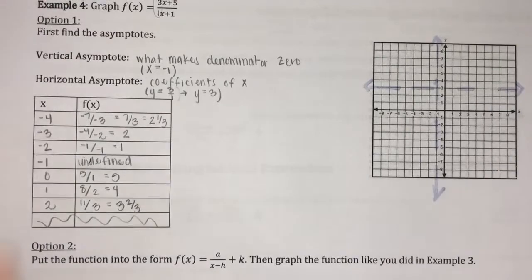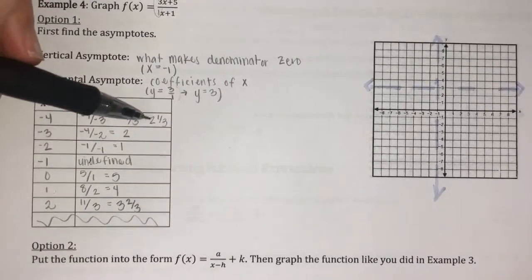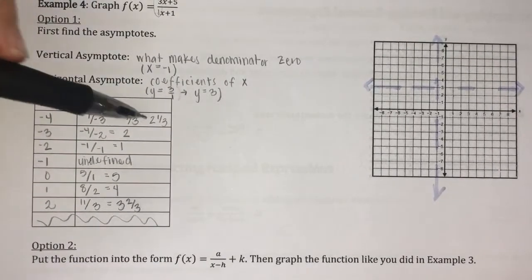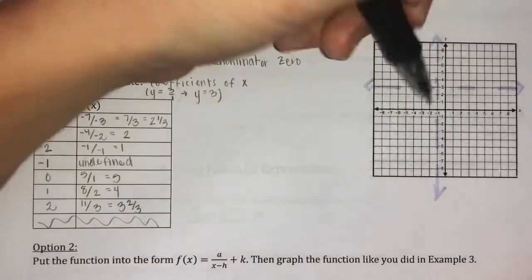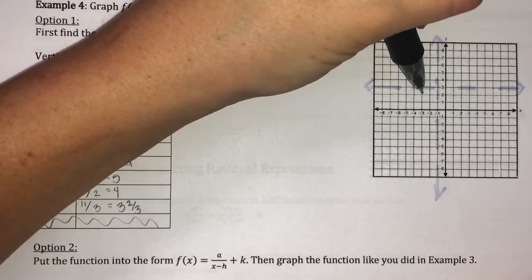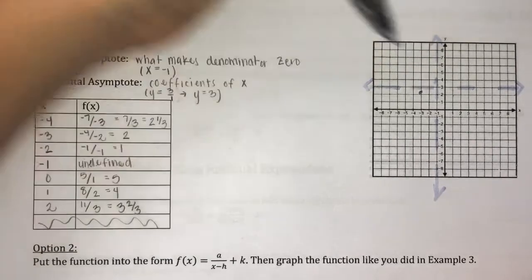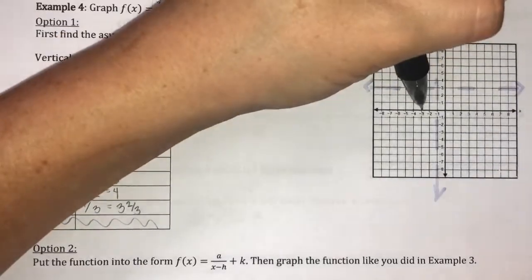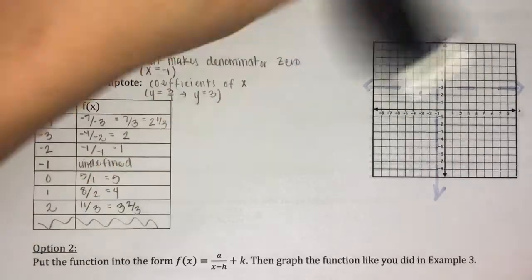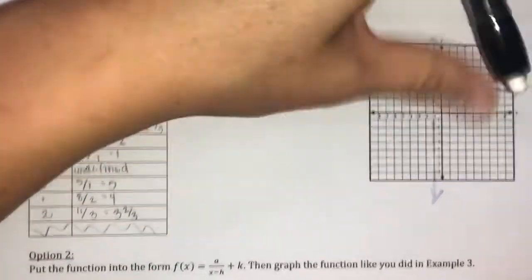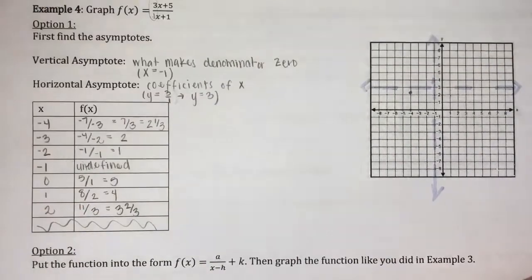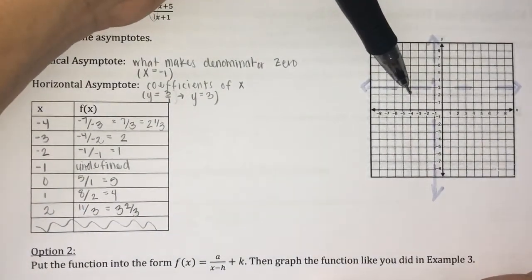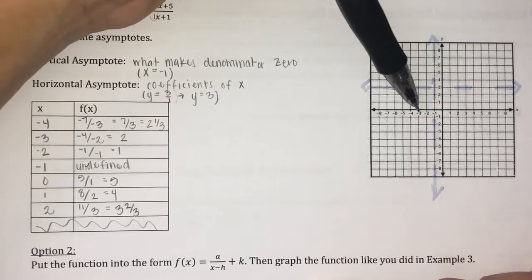Okay, so now we can plot all those points. So -4, 2 1/3, and then 2 1/3. So I'm going left 4, and then up 2 1/3. And then -3, 2, so I'm going left 3, up 2. Okay, so left 4, up 2 1/3, and then left 3, up 2.